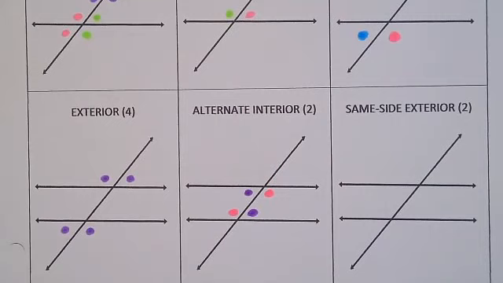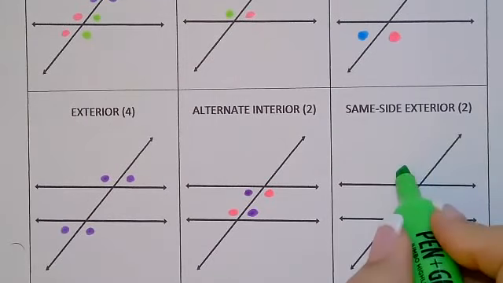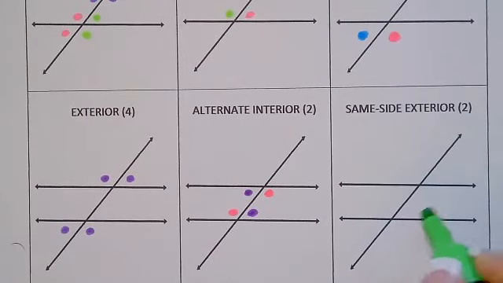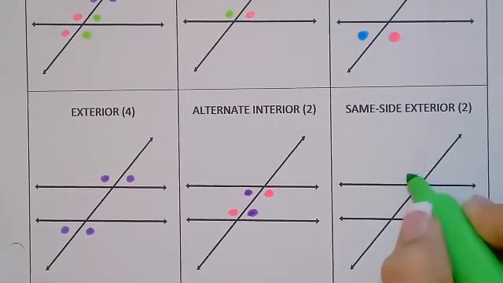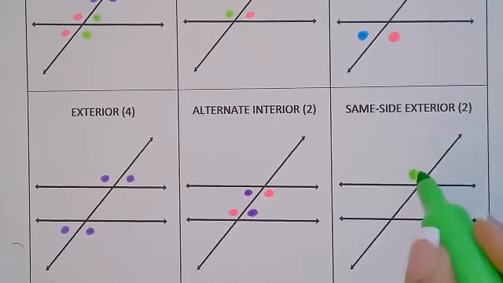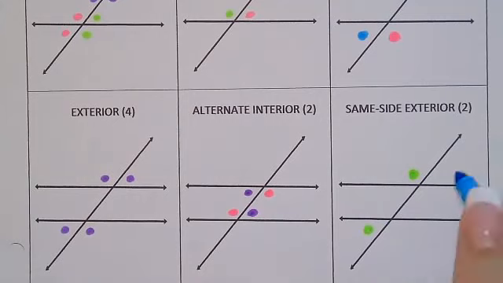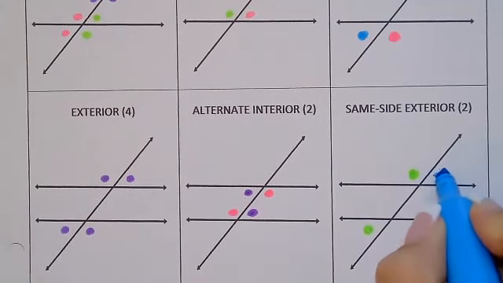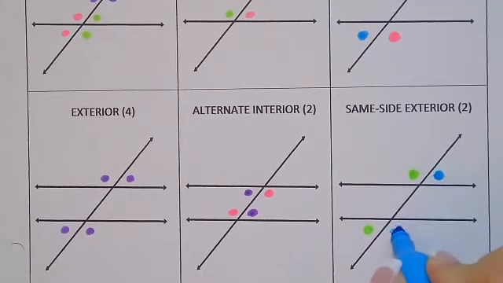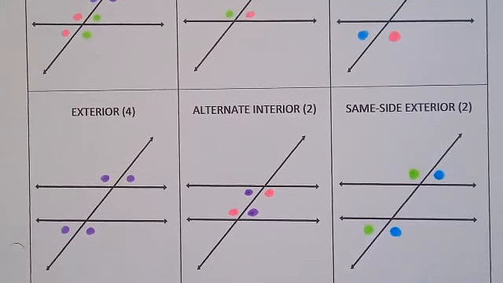Okay, same side exterior. So exterior is outside. So if one is here, same side of the transversal, the other would be here. And then this would make my other pair. This is an exterior, same side would be there. Okay, we're ready to go.